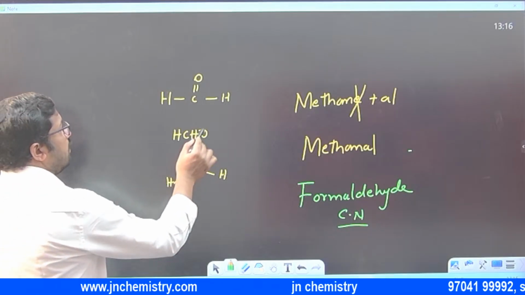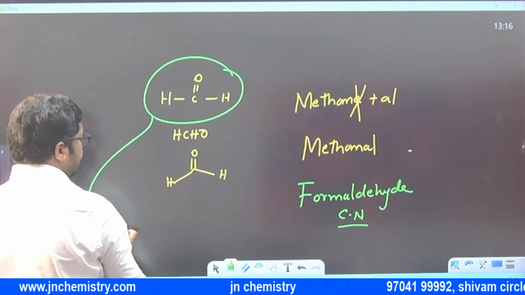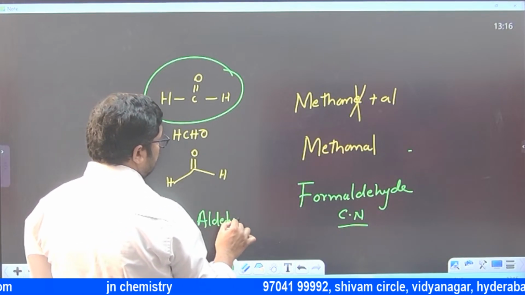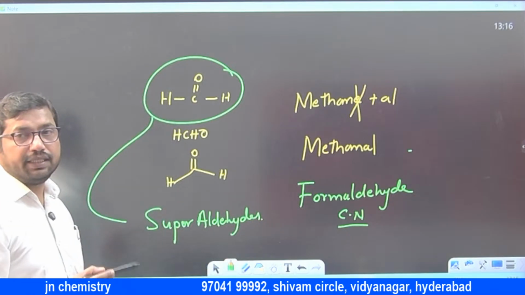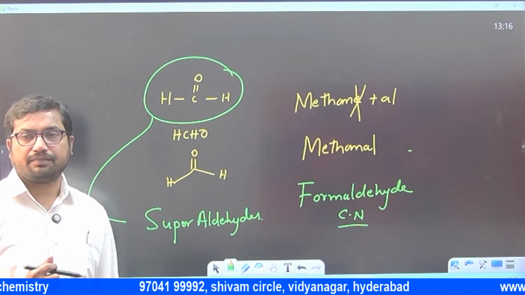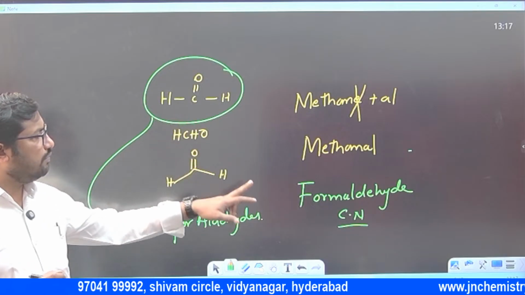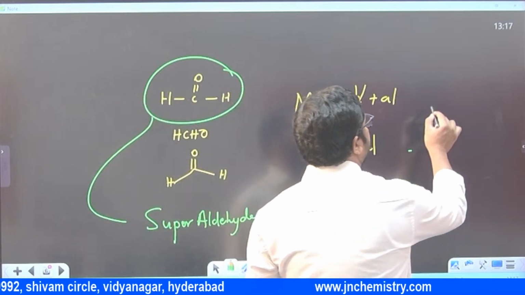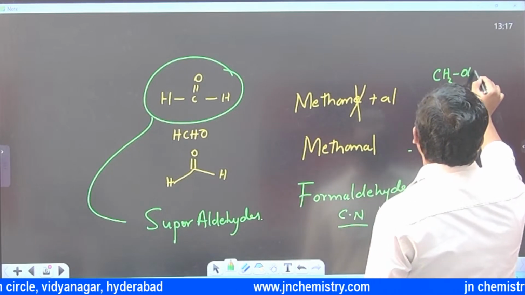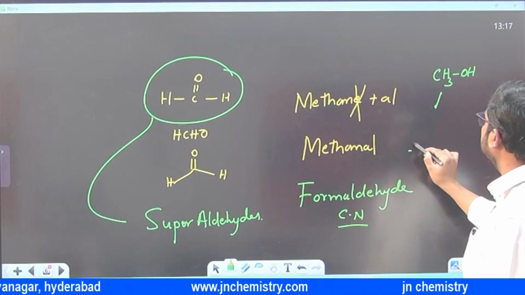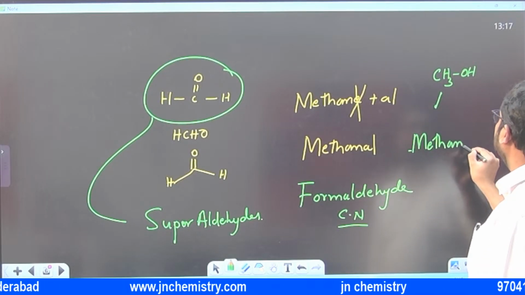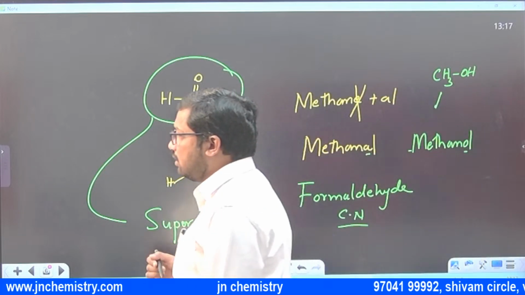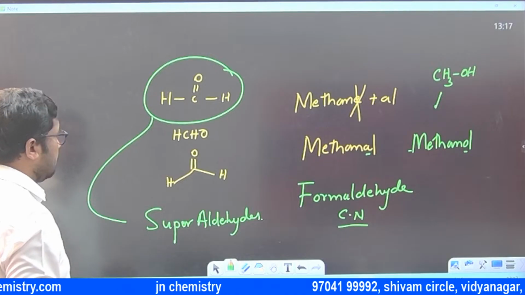So this aldehyde, this formaldehyde or methanal, we could say, is a super aldehyde, because among aldehydes and ketones, this is somewhat highly reactive. So methanal, formaldehyde. Don't confuse it with this one, CH3OH. What is this name? Methanol. So only A and O, a small difference. Methyl alcohol, yeah. Completed?